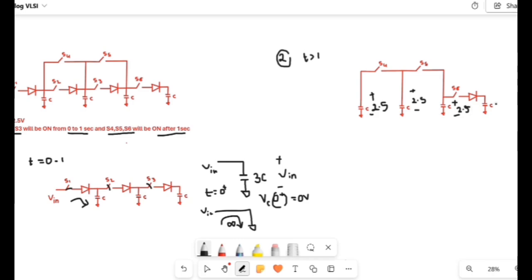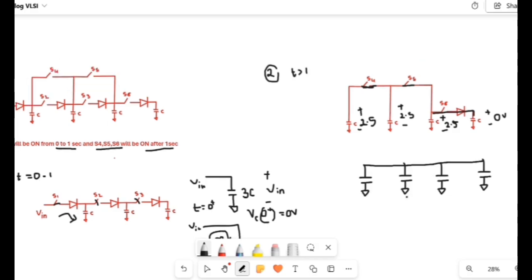What will be the voltage at this capacitor? This capacitor will be initially 0 volt, before t is greater than 1 second. Now the switches get turned on. After 1 second, the switches get turned on. Now this will also turn on. Let me redraw the circuit. Wait a moment. If we redraw, the circuit will look something like this.